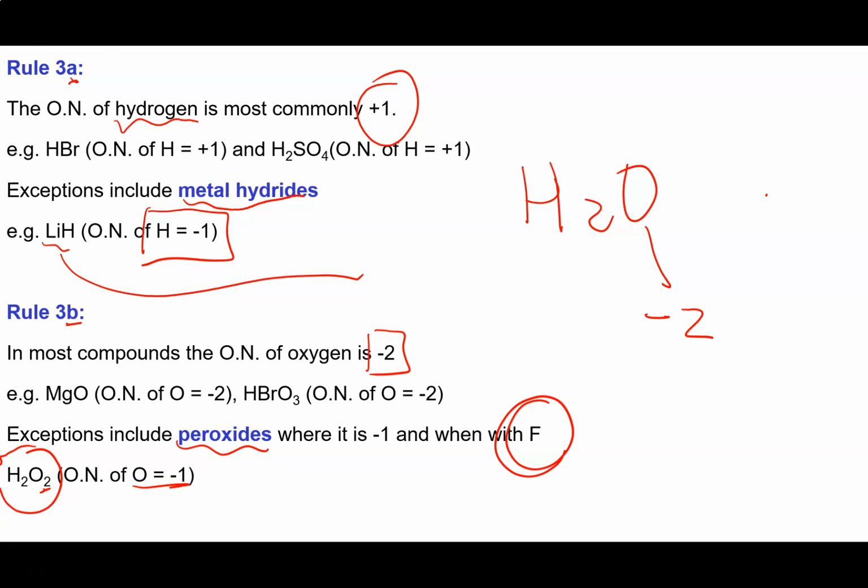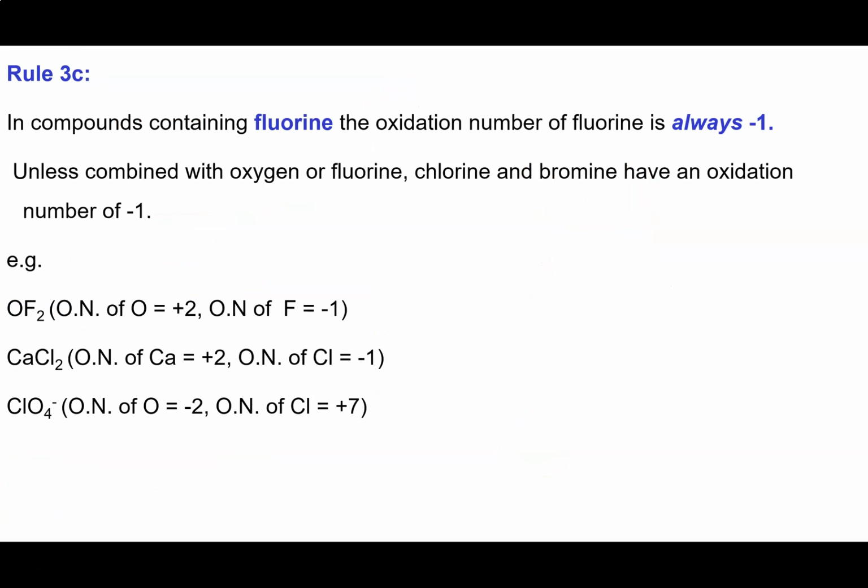Now, it says in Rule 3a that the oxidation number of hydrogen in compounds is normally +1 unless there's a metal present, so I would know that hydrogen here is +1. So I would have assigned oxidation numbers to every atom that is present in the substance water.